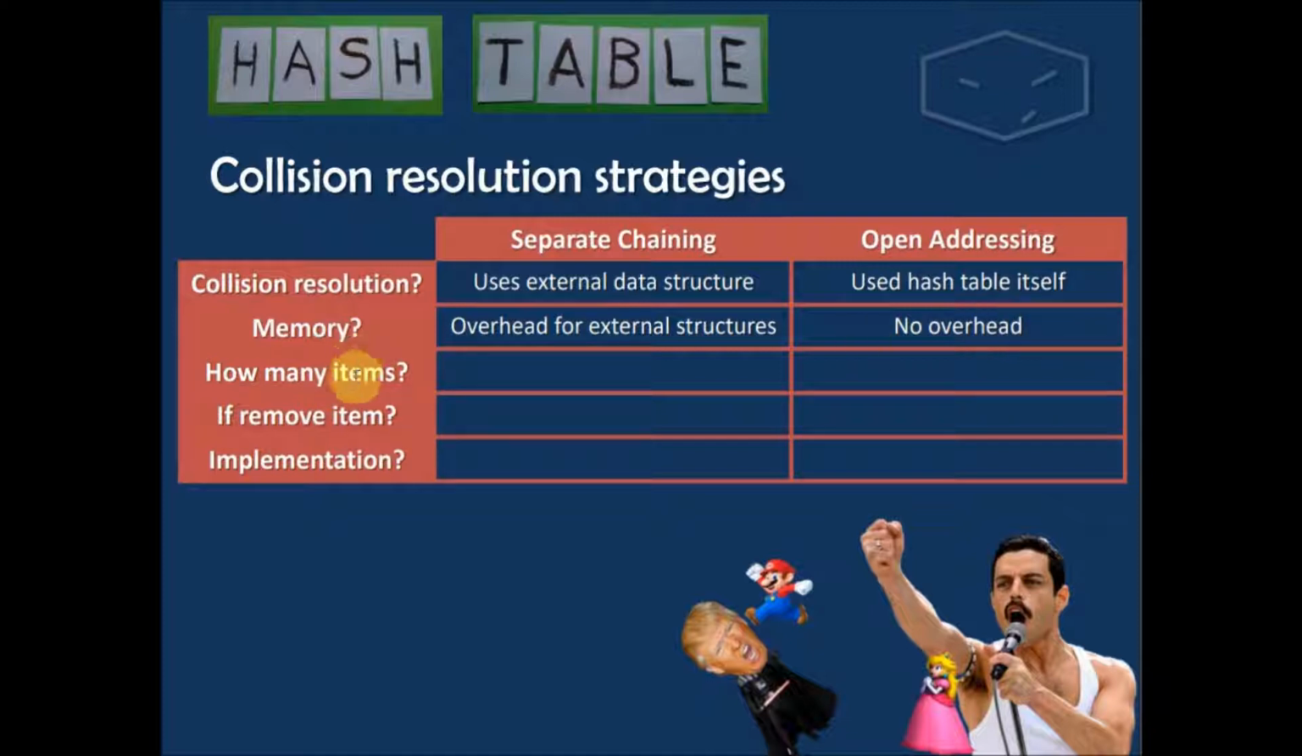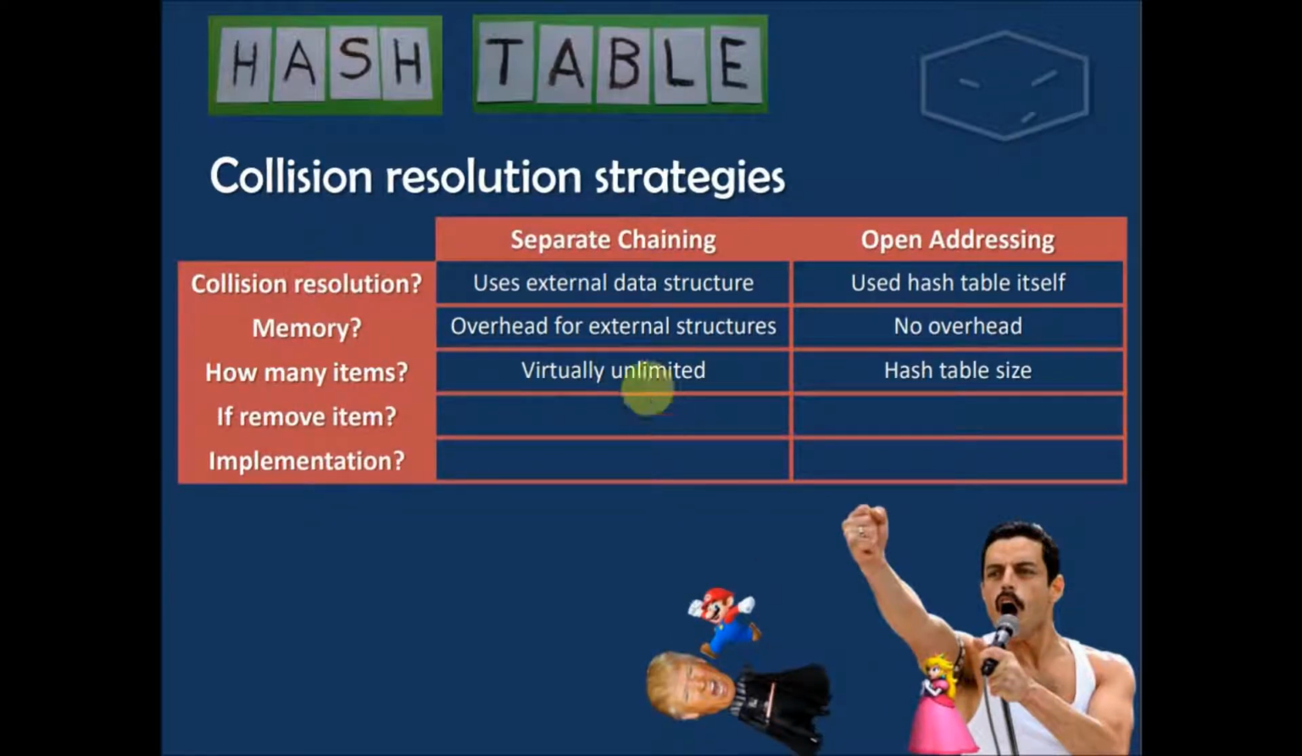How many items can we have in each of them? In separate chaining it is virtually unlimited because, if you have implemented with linked lists, they can grow and grow and grow. The limit is the hardware of your computer, how much memory there is on your computer, okay? In open addressing, if the hash table is of size 10, it means that the array inside of the hash table has 10 positions, so the maximum will be 10 elements, okay?